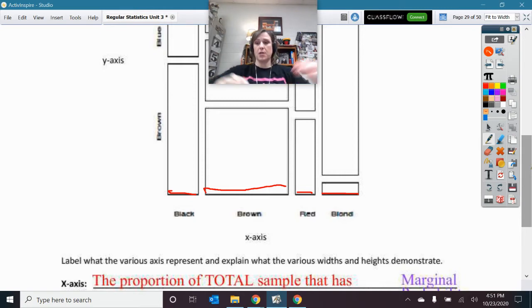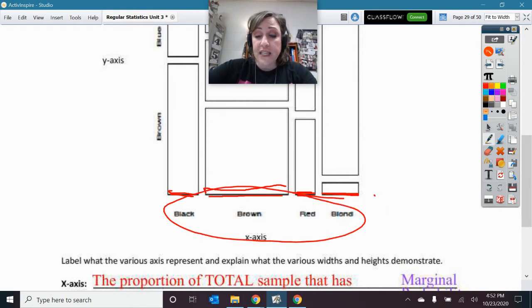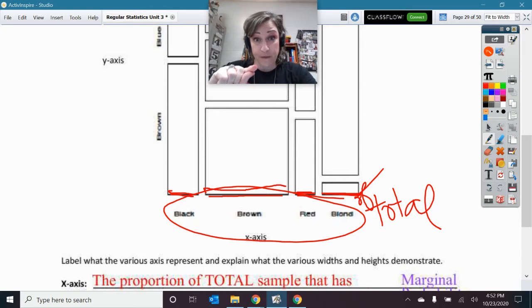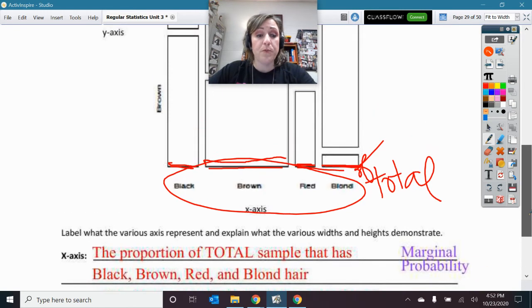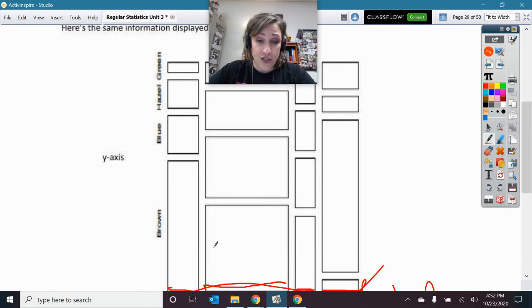The proportion of the total that are black-haired, brown-haired, red-haired, and blonde-haired people, okay? So it is the proportion of the total. That's important because the y-axis is different. The x-axis is the marginal distribution, the overall distribution of the black, brown, red, and blonde-haired individuals. But the y-axis has all these different heights. Do you see the different heights in each category?